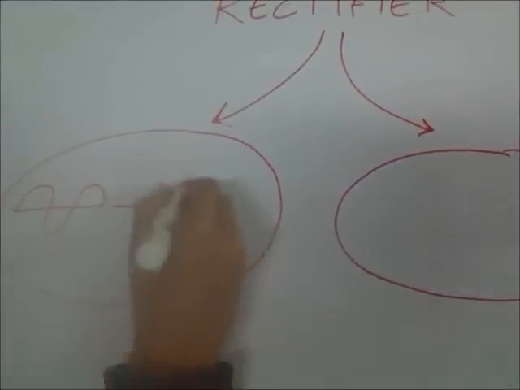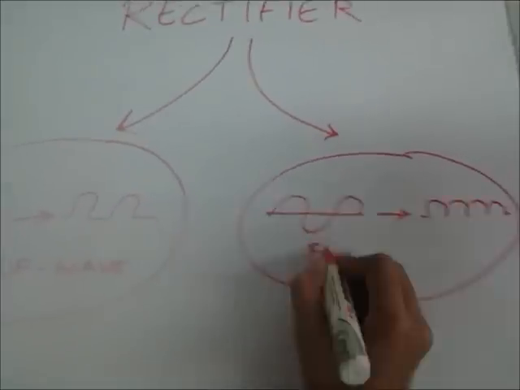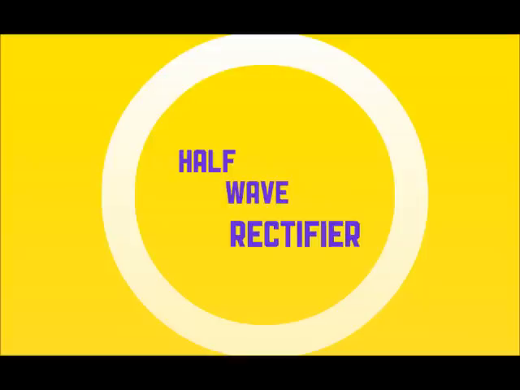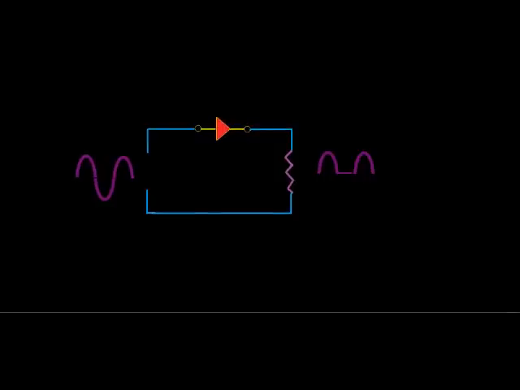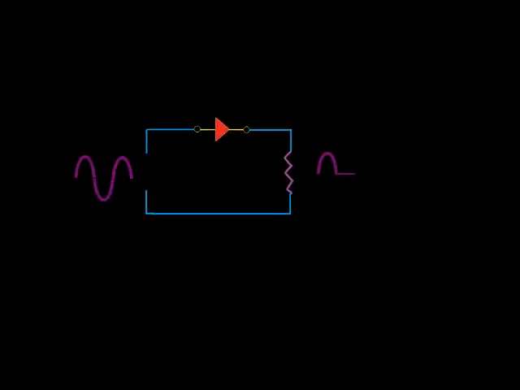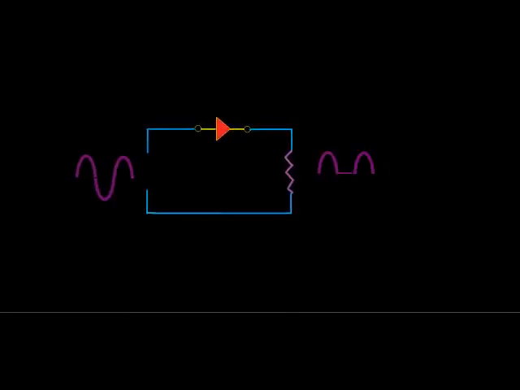There are two types of rectifiers, half-wave rectifier and full-wave rectifier. First, we'll focus on half-wave rectifier. During the positive half cycle of the input voltage, the polarity of the voltage across the secondary forward biases the diode. As a result, a current flows through the load resistor. The forward biased diode offers a very low resistance, and hence the voltage drop across it is very small.